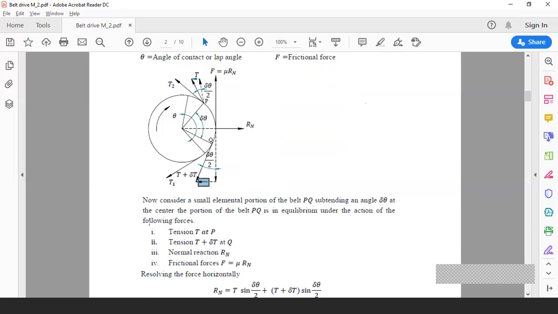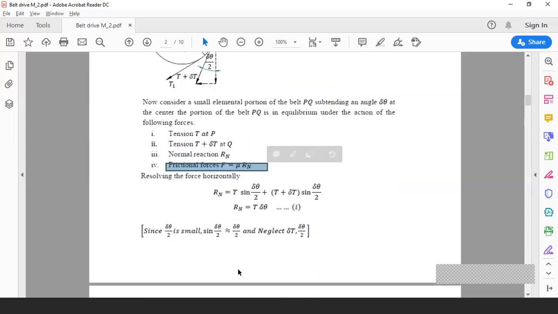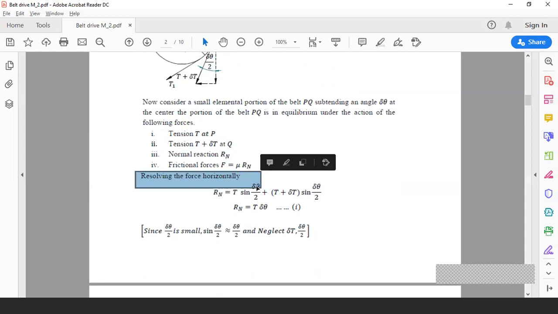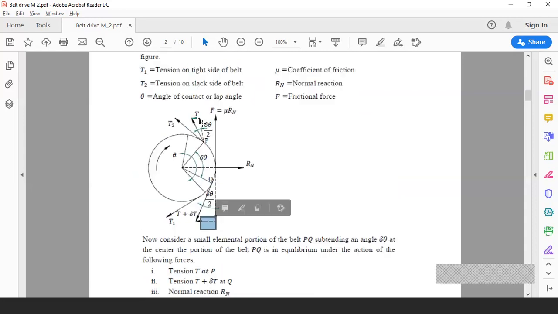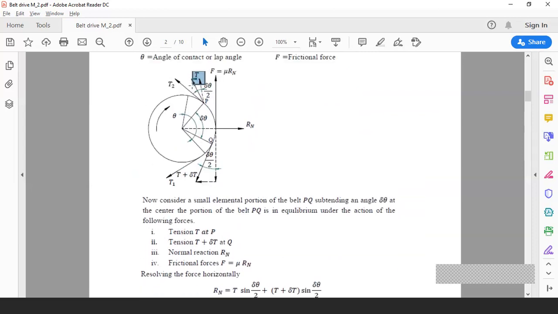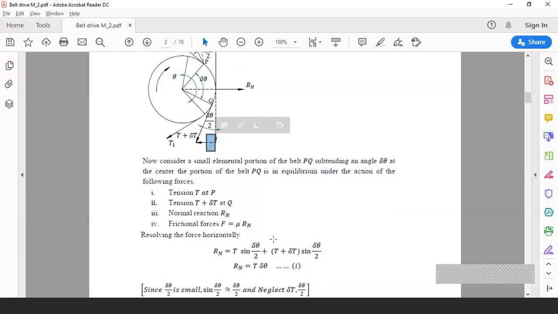All these forces in the horizontal direction as well as the vertical direction are equated to 0. These are the different tensions: T at P and T plus delta T at Q, that is the tight side tension, normal reaction Rn, and frictional force F equal to mu into Rn. Resolving the forces in the horizontal direction, only one force is towards the right side, that is Rn, and the remaining forces are two: T into sine of delta theta by 2, that is this particular component, plus T plus delta T into sine of delta theta by 2, that is another component.